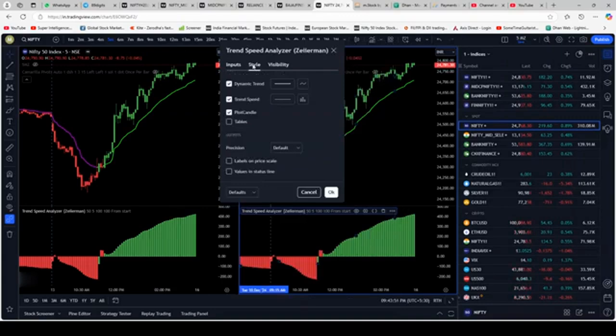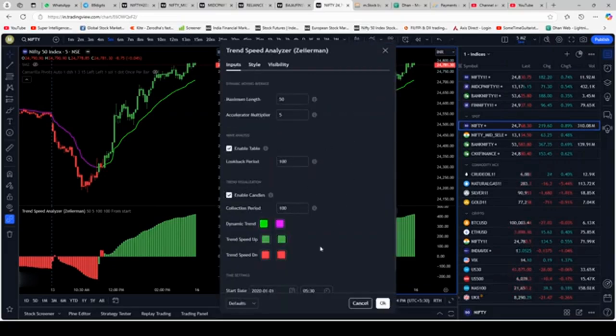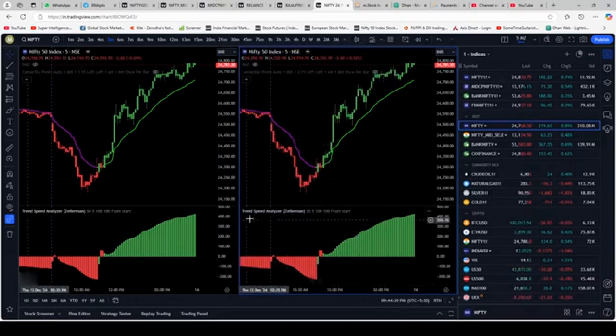All right, in the style section also I've disabled the tables. It gives some kind of tables. We don't want that. Labels and values at the bottom are disabled. Apart from that, nothing is changed. It's all working on its default settings. Maybe this moving average I have made the thickness 2. That's it. But in the input section, no tampering is done with the numbers and figures. It's all default. All right, there we go. So that is speed trend analyzer.